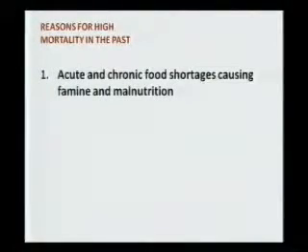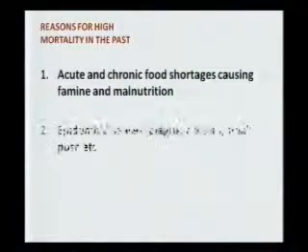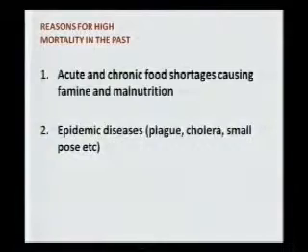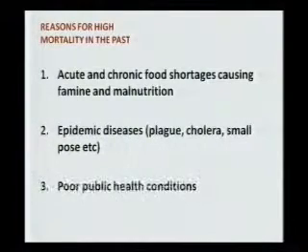Now, as I mentioned earlier, the death rate has declined, and it declines substantially as society progresses. Mainly, there are three reasons why death rates or mortality were high in the past: acute and chronic food shortage causing famine and malnutrition, epidemic diseases, plague, cholera, smallpox, etc., and then poor public health conditions. Once human beings have been able to overcome these, mortality declines.